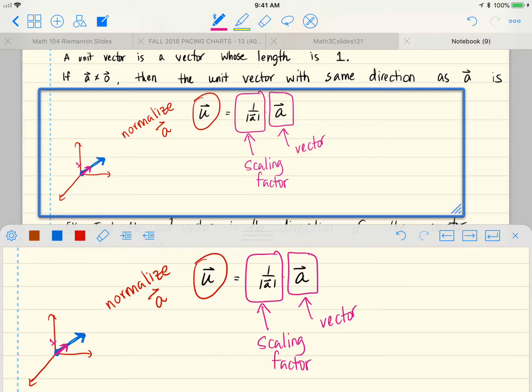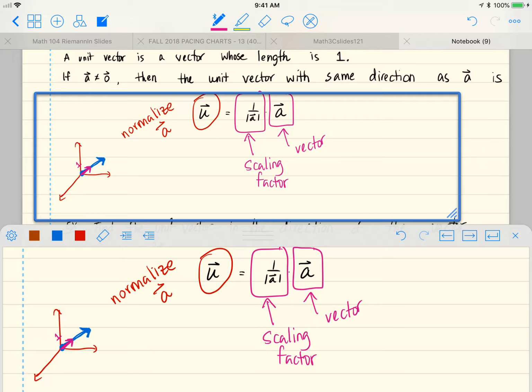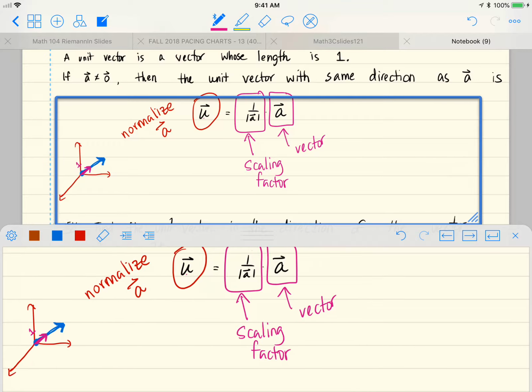And the reason why this works is because, remember, since u is a scalar multiple of this vector, then u and A will have the same direction. So they'll be parallel. Remember, two vectors are parallel if and only if one is a scalar multiple of the other. And then to verify that u is a unit vector, all we have to do is compute the magnitude.